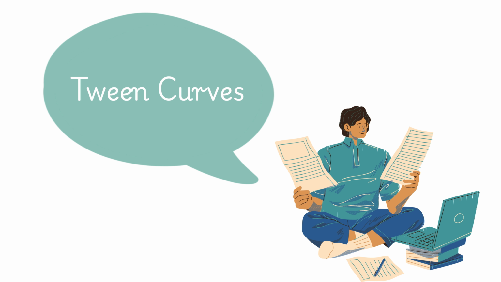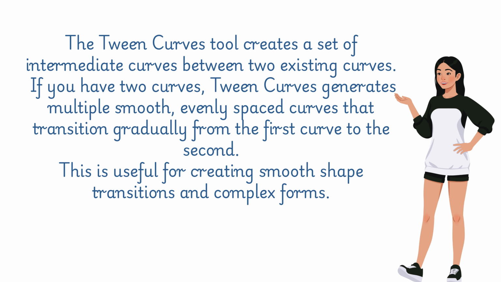Tween Curves. The Tween Curves tool creates a set of intermediate curves between two existing curves. If you have two curves, Tween Curves generates multiple smooth, evenly spaced curves that transition gradually from the first curve to the second. This is useful for creating smooth shape transitions and complex forms.